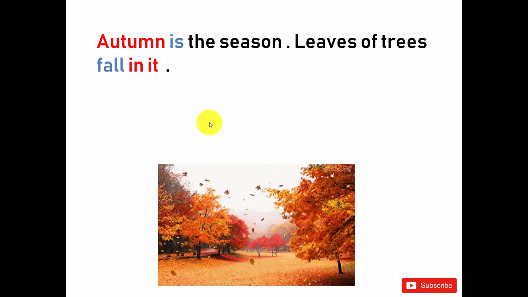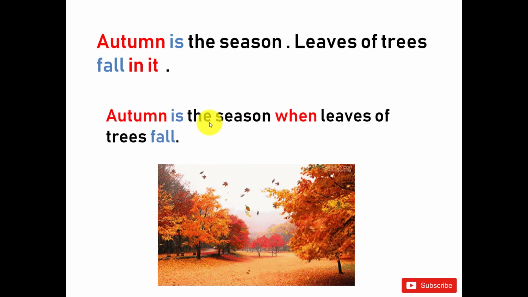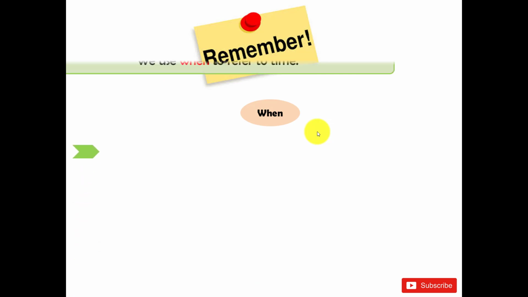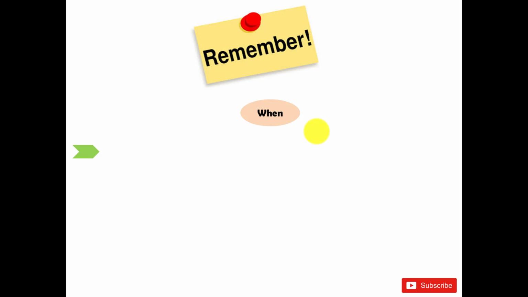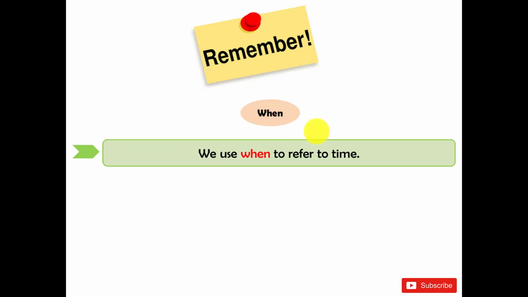Next, autumn is the season, leaves of trees fall in it. So we can say, autumn is the season when leaves of trees fall. So we used "when" because we talk about autumn. Autumn is a time of the year, right? So we need to drop the full stop and "it" because it refers to autumn. So remember, "when" is used to refer to time.